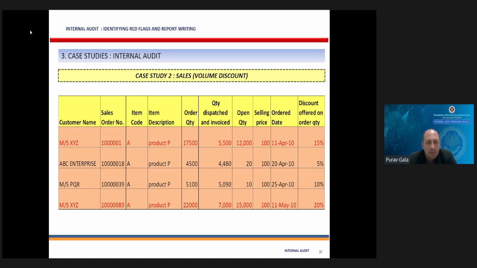Then how come I am allowing the same? If you look at this last line, I have dispatched 7,000 against these orders. So should there not be a FIFO method for dispatch? Ideally this 7,000 should have been knocked off against the first order only.